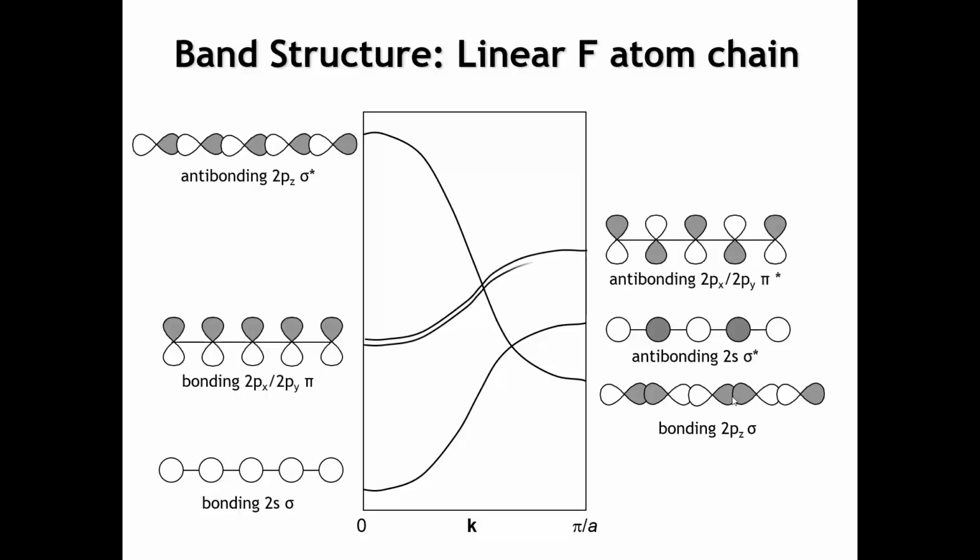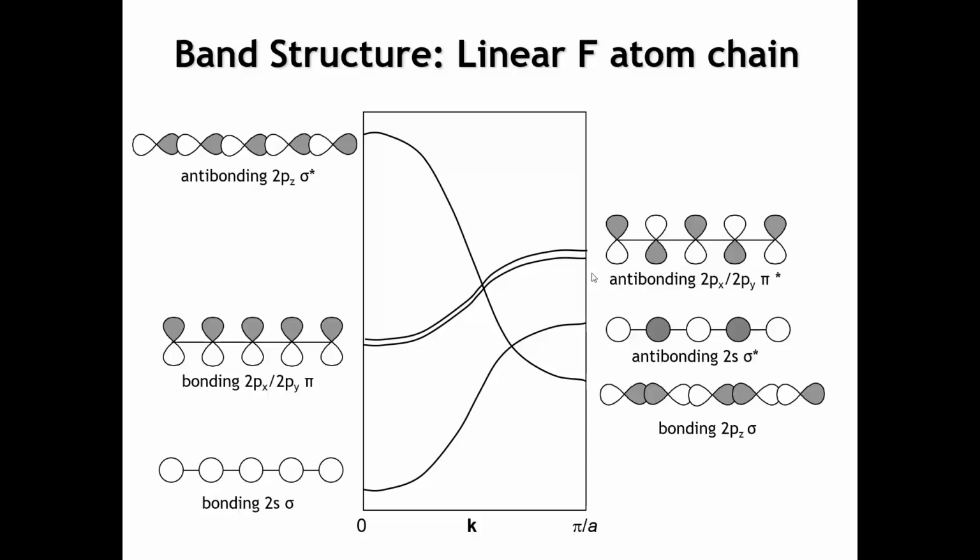And then finally, we have to think about the 2px and the 2py, which are oriented perpendicular to the chain. These orbitals at k equals 0 are going to give a bonding pi interaction, and at k equals pi over a, they're going to give an antibonding pi interaction. So this band is going to run uphill from 0 to pi over a, just like the 2s band. However, the width of this band, how much the energy changes as you go from 0 to pi over a, is not as large as the other bands because the pi overlap is going to be less substantial than the sigma overlap.